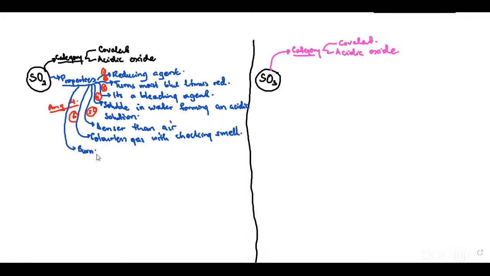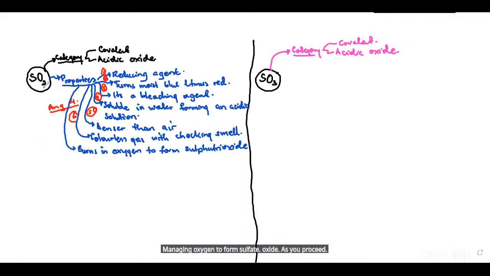Sulfur dioxide burns in oxygen to form sulfur trioxide. As we proceed, we meet uses.